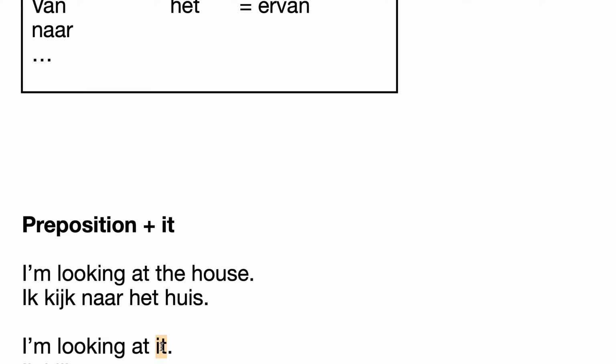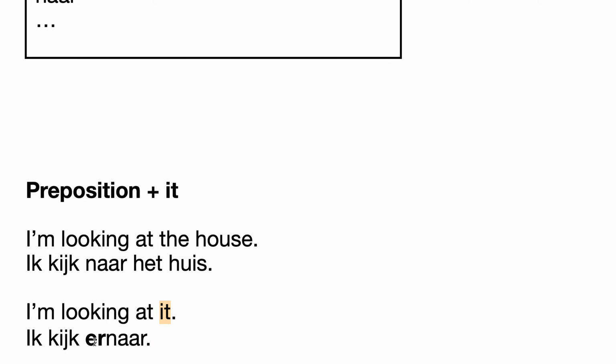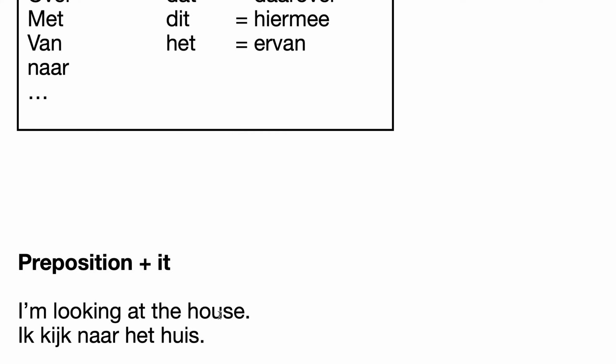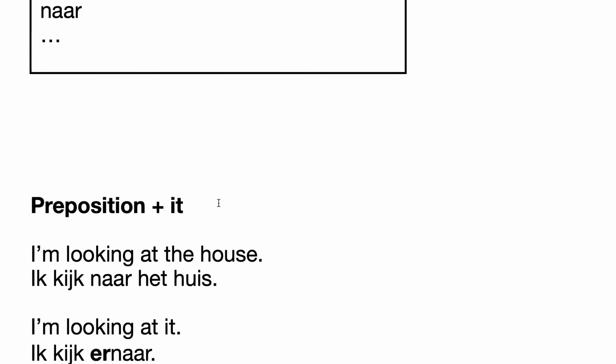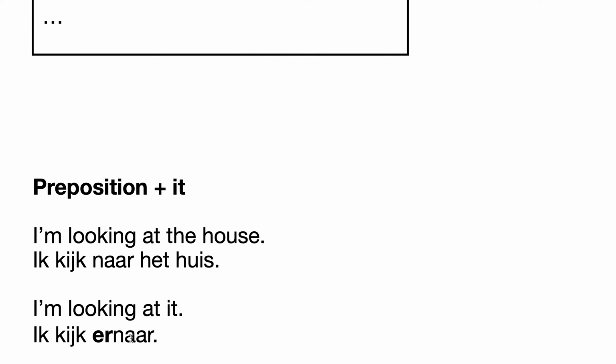How do you translate it into Dutch? Well, ik kijk ernaar. So, ik kijk is the same, I'm looking, and then the naar is this preposition, and as we've seen before, this it or this het, let's go back up a little bit, this het will turn into an er and will be pasted to the preposition, and that's exactly what happens here. Ik kijk ernaar. Not naar het, that's wrong. Ik kijk ernaar.